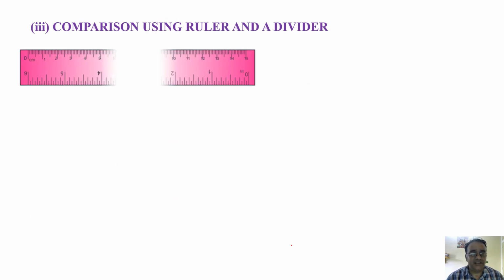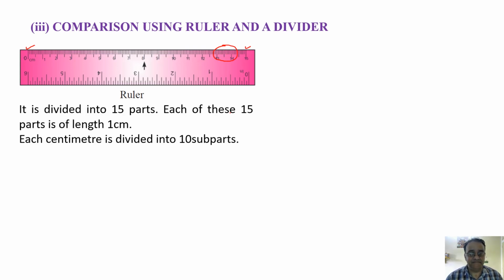So this is the ruler and it is divided into 15 parts. Each of these parts, from here to here, is divided into 15 equal parts. Each part is called 1 centimeter. Again, 1 centimeter is divided into 10 equal parts. Each part is called 1 millimeter.